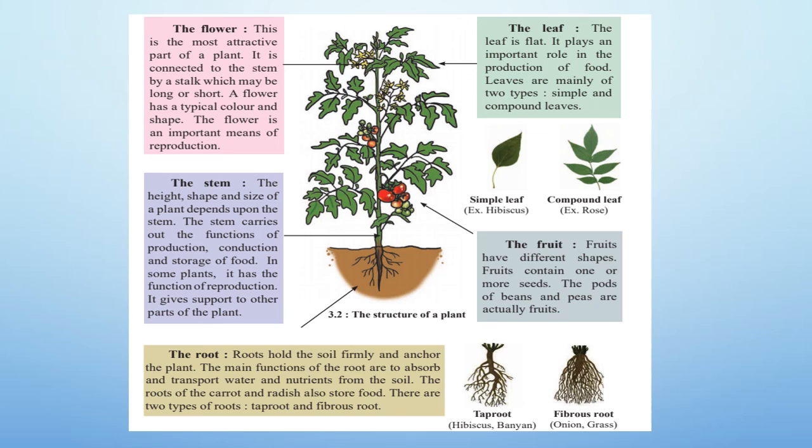First figure shows the taproot. You can see the taproot in the hibiscus plant and banyan tree. The second one is the fibrous root. As you know, onion and grass show fibrous roots.